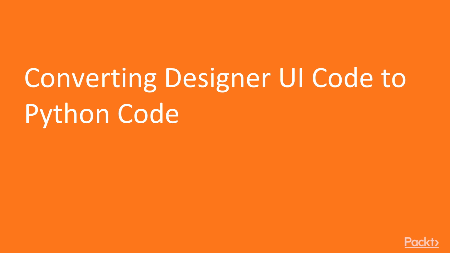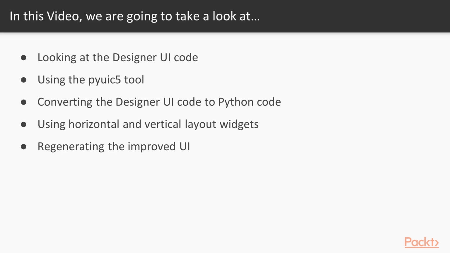In the previous video, we started to use the Qt Designer tool. In this video, we will be converting the Designer UI code to Python code. We will be looking at the Designer UI code. We will be using the PyUIC5 tool. We will be converting the Designer UI code to Python code. And after that, we will start to use horizontal and vertical layout widgets. And we will regenerate the improved UI.